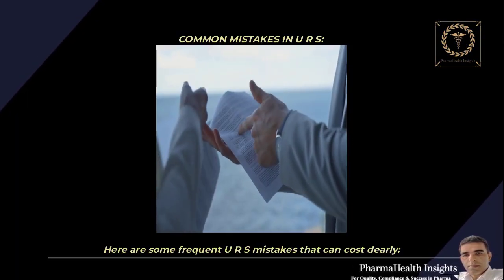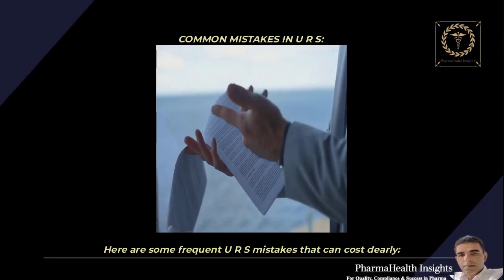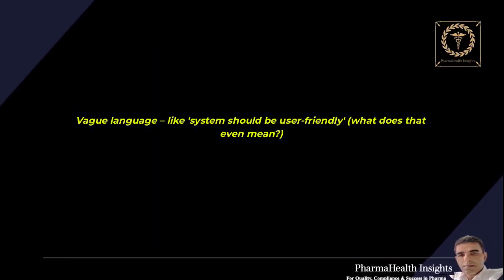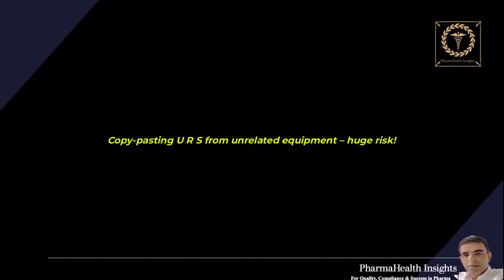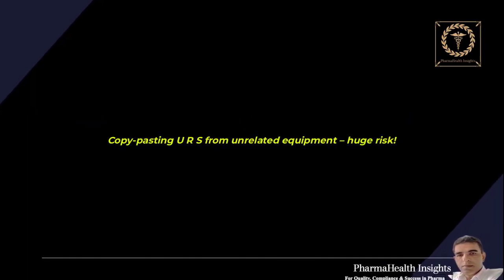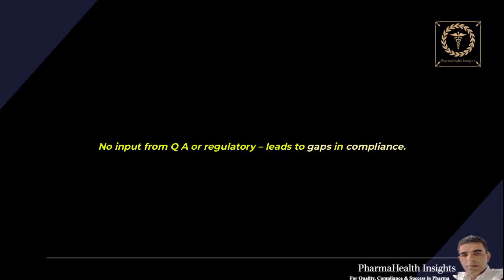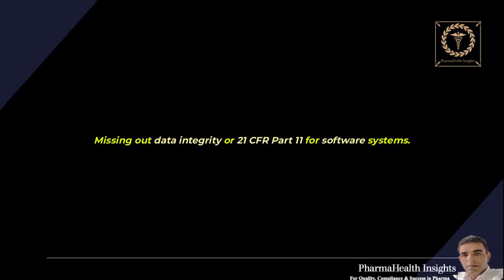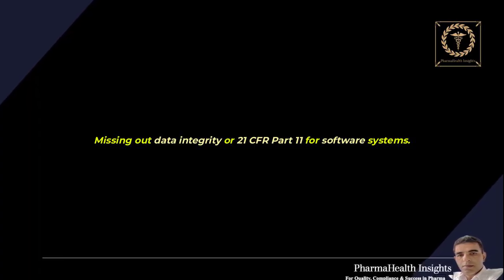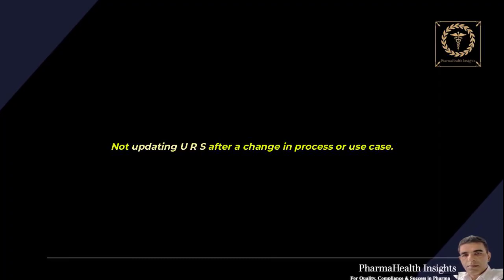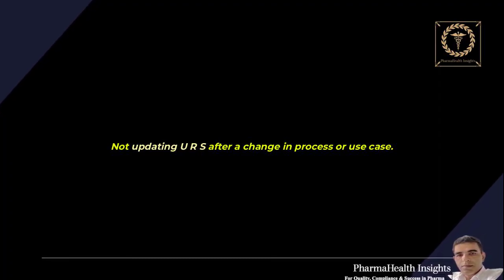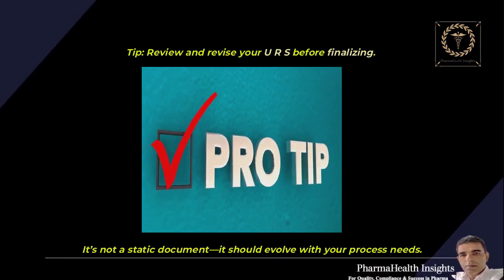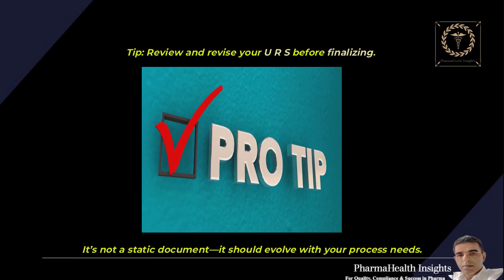Common mistakes in URS. Here are some frequent URS mistakes that can cost dearly. Vague language, like, system should be user-friendly. What does that even mean? Copy-pasting URS from unrelated equipment, huge risk. No input from QA or regulatory, leads to gaps in compliance. Missing out data integrity or 21 CFR Part 11 for software systems. Not updating URS after a change in process or use case. Tip: review and revise your URS before finalizing. It's not a static document, it should evolve with your process needs.